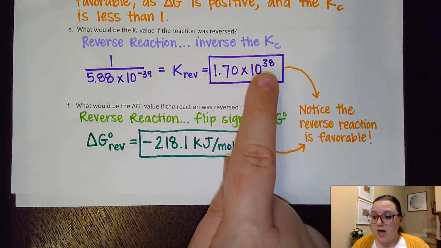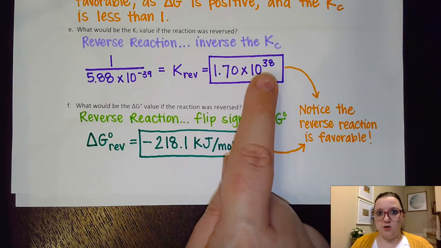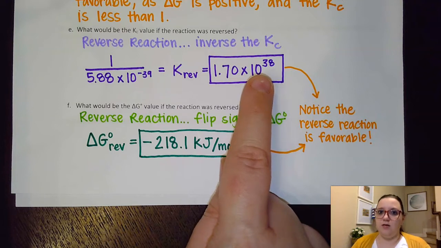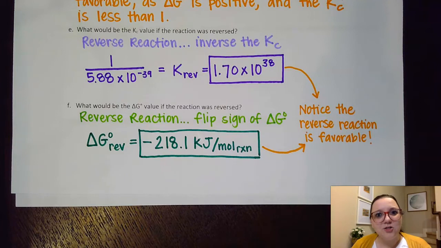Now notice how incredibly large that is. Heavily product favored here, right? But now we flipped that reaction around. So it should be heavily product favored. If the original reaction was heavily reactant favored, then the reverse should be heavily product favored.